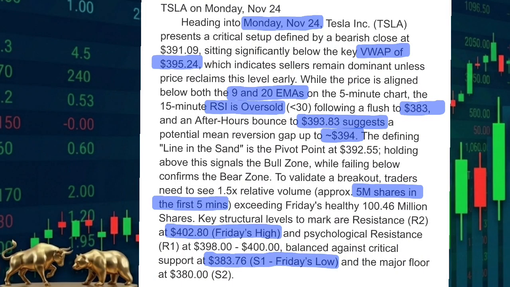Welcome back. Today we're looking at a really well-structured TSLA intraday blueprint for November 24th. It's built around one key level, the 392.55 pivot point. Okay, so let's jump right in.